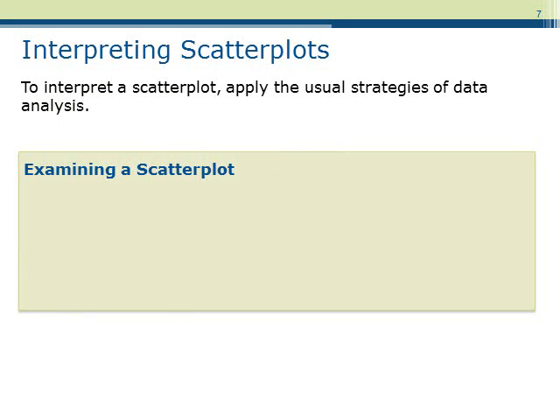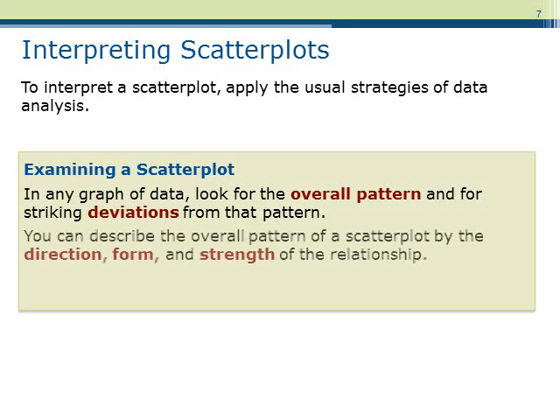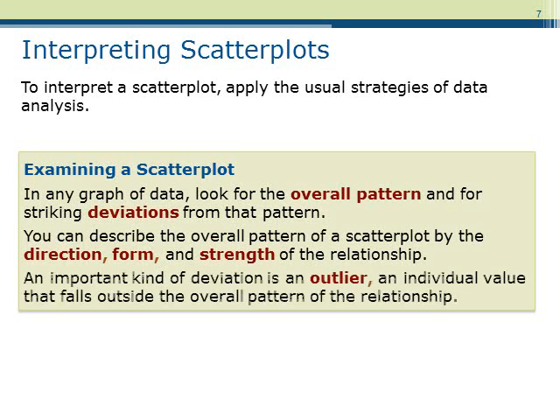So let's talk about how we interpret what we see on a scatter plot. Just as with any other graph of data, we're going to look for an overall pattern and for striking deviations from that pattern. You can describe the overall pattern of a scatter plot by the direction, the form, and the strength of the relationship. An important kind of deviation is an outlier, an individual value that falls outside the overall pattern of the relationship.